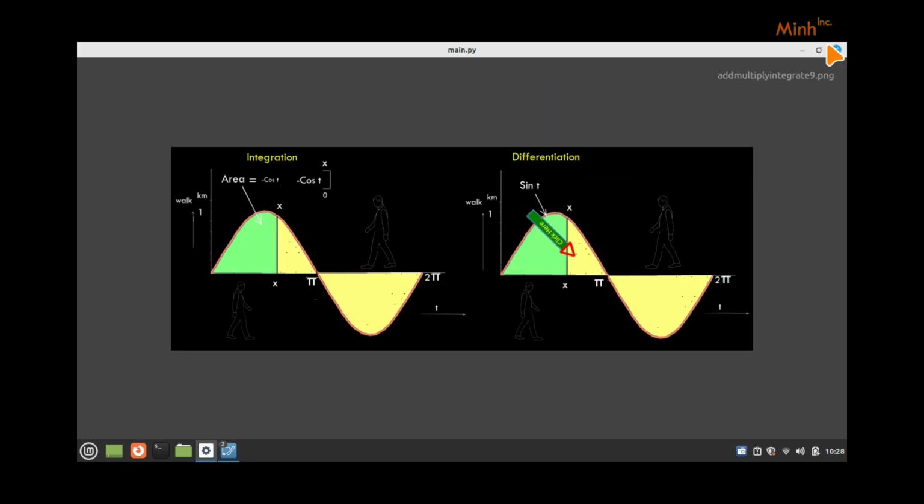What is the role of differentiation? If we know the area at any moment, then if we differentiate, we get back the equation. If I have the equation and I do the integration, I get the area collected, meaning the kilometers collected. If I have the kilometers collected and I differentiate, I get back the equation.